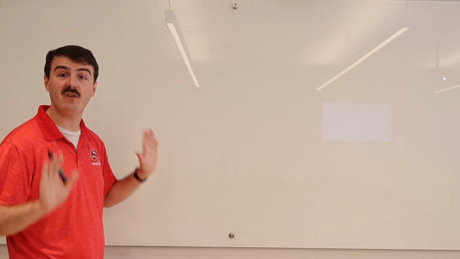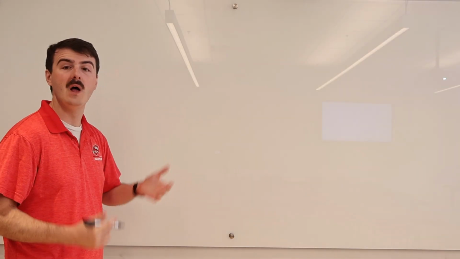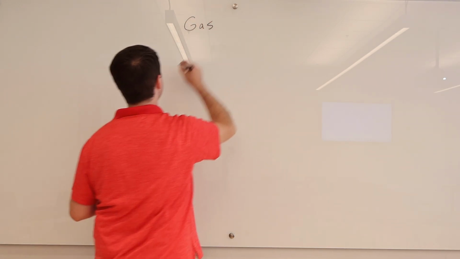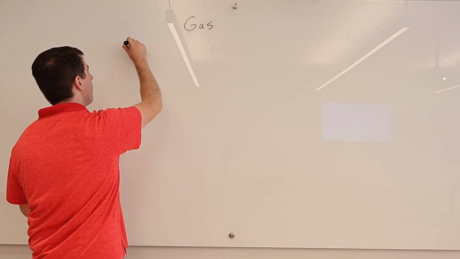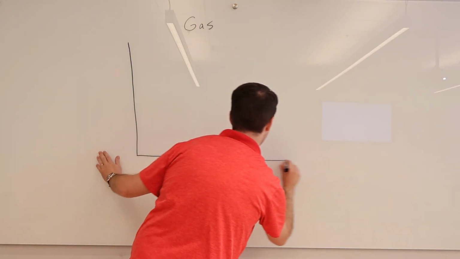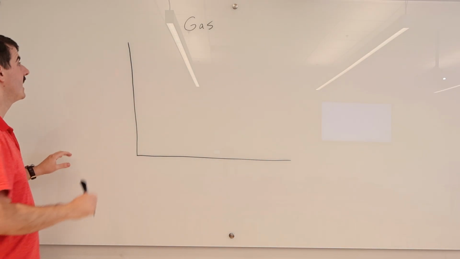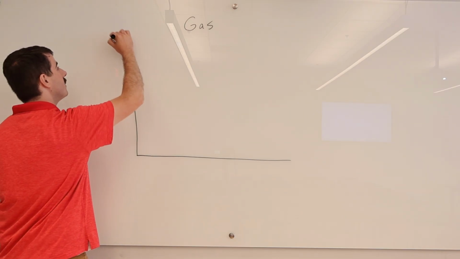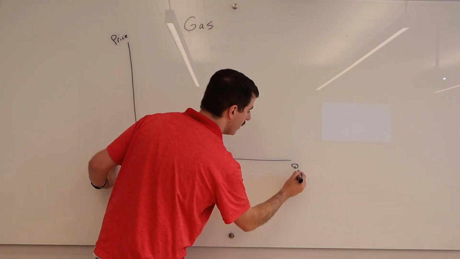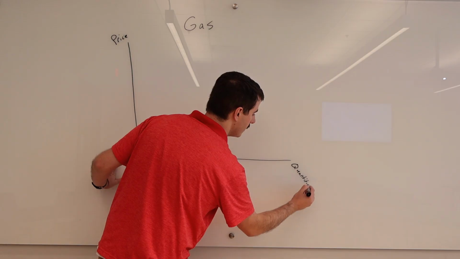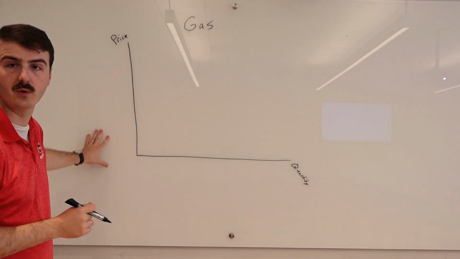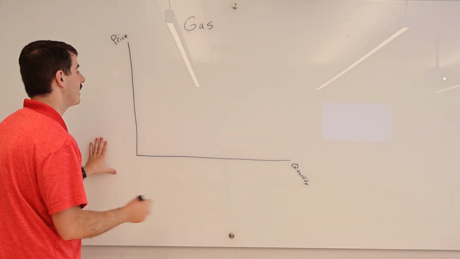Let's start with our basic supply and demand model. And just for an example, let's consider the market for gasoline. So we'll start with a graph, just a simple graph, and we'll put price on the y-axis and quantity on the x-axis. Remember, the price is in dollars, and quantity is the number of units produced. So we've got price on the y and quantity on the x.